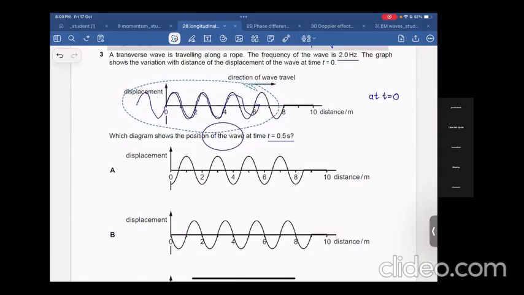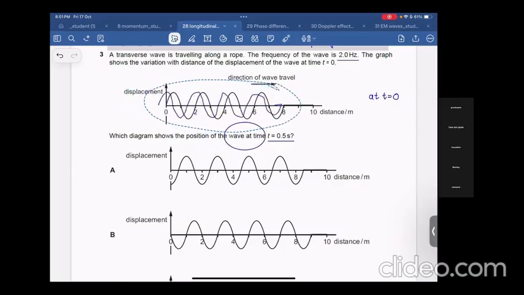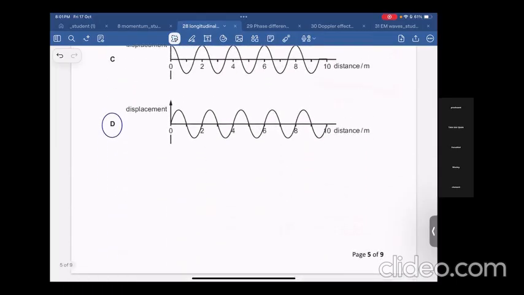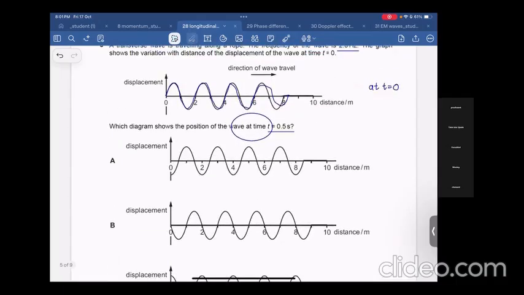So look at here. Initially it is captured like this. Then after 0.5 seconds, it has traveled one complete wave. So the answer should be donkey, because here 0.5 second is actually after one complete wave. Is that clear? Is it okay, dear? Fawa okay.